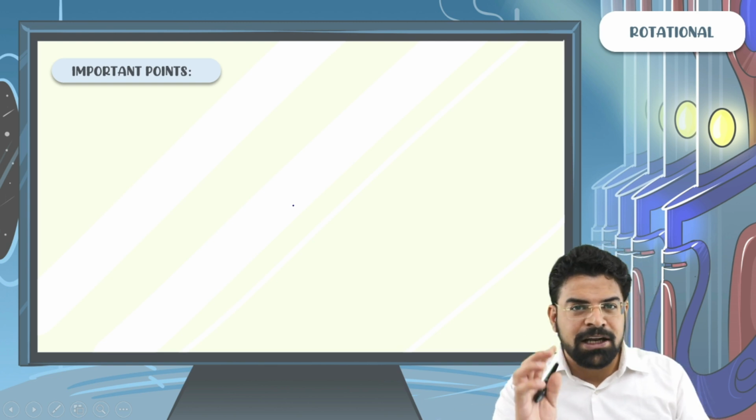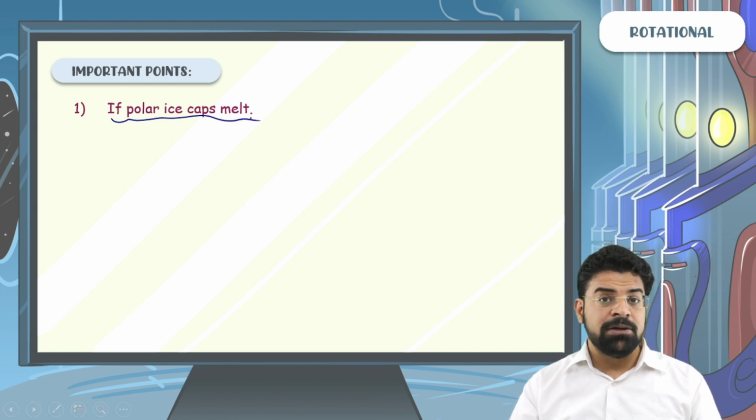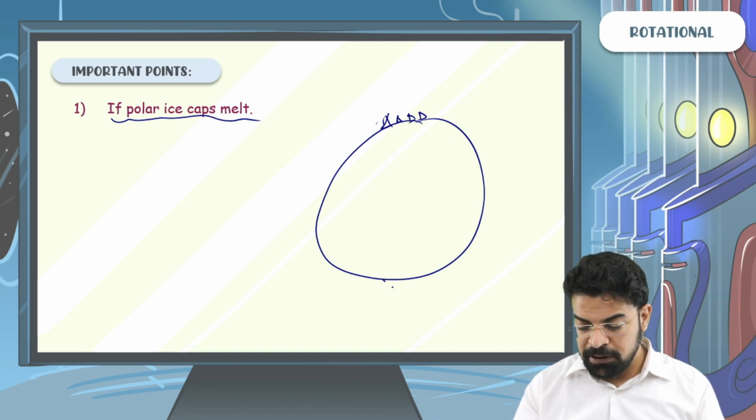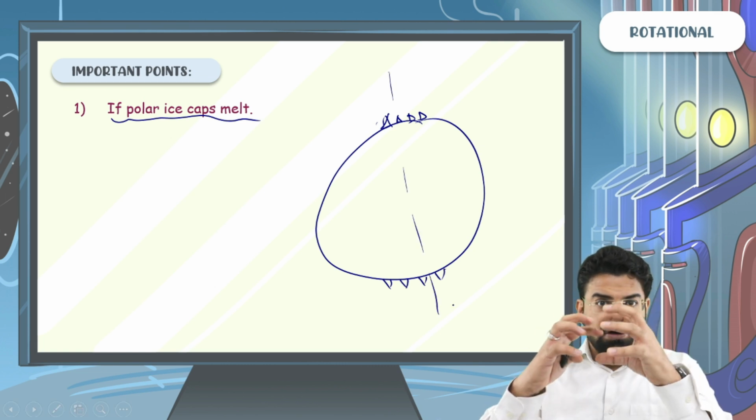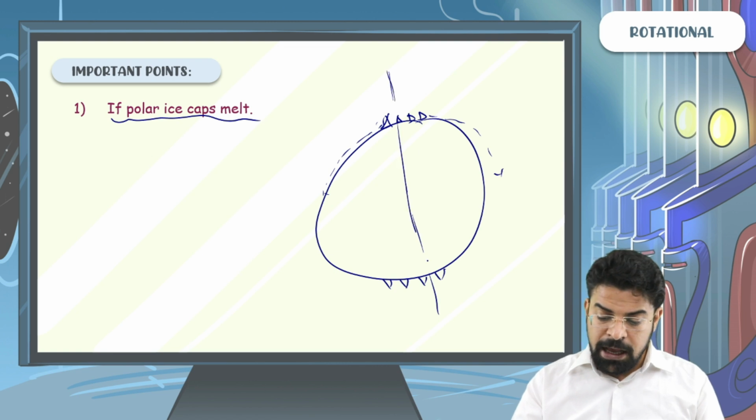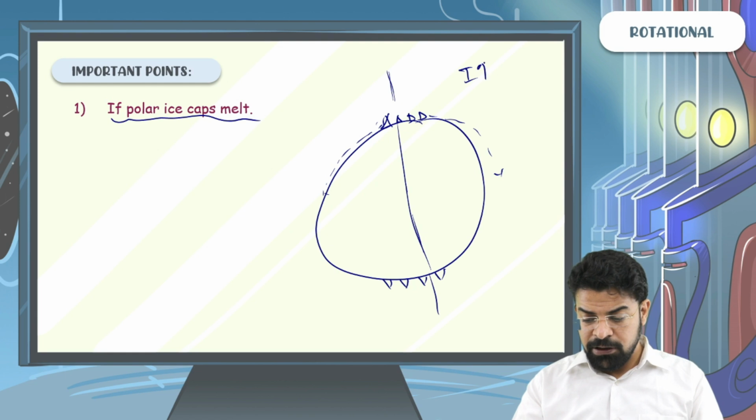First of all, starting with our mother Earth. If the polar ice cap melts, we have done this in moment of inertia. There are mountains of ice at the Arctic and at the Antarctic. If the polar ice cap melts, the ice will convert into water, the sea level will rise, and the water will move even towards the equator. As the mass goes away from the axis, moment of inertia will increase.